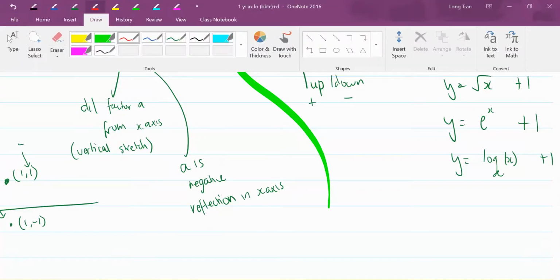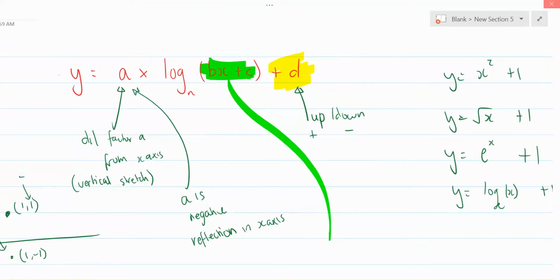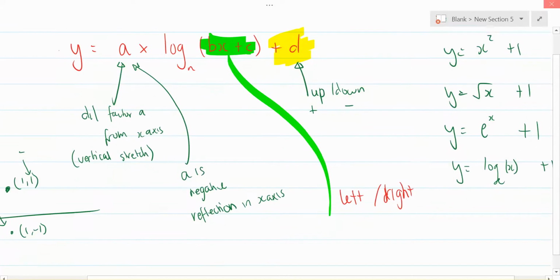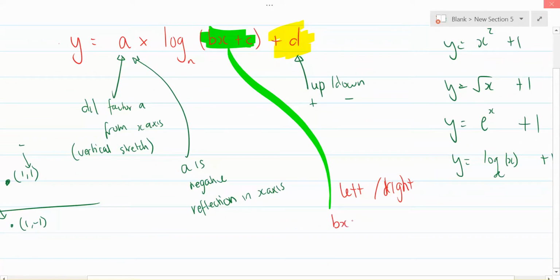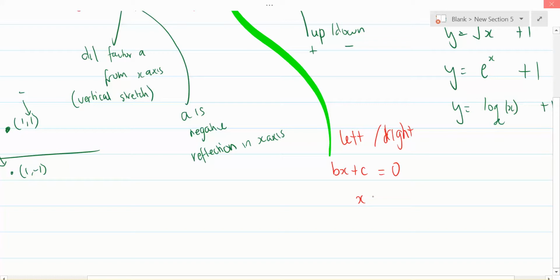Okay, so let's have a look. You've got bx plus c. How do I know if it moves left or right? What's the trick I gave you? Let the whole thing equal 0. So you've got bx plus c, let it equal 0, solve for x. Now if you solve for x, whatever the answer is, if it's negative, it moves to the left. If it's positive, it moves to the right.